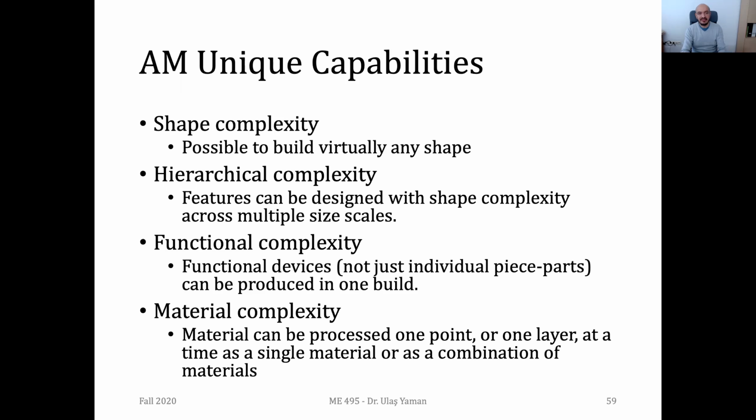So if you summarize, in additive manufacturing we have these unique properties. Shape complexity: you can produce any shapes. Hierarchical complexity: you may have small features in one part and larger ones at another part of your overall product. You can have functional complexities: you may even have sensors inside your parts. Or you may have material complexity: a transition from one material to another material, or other complexities inside your part.